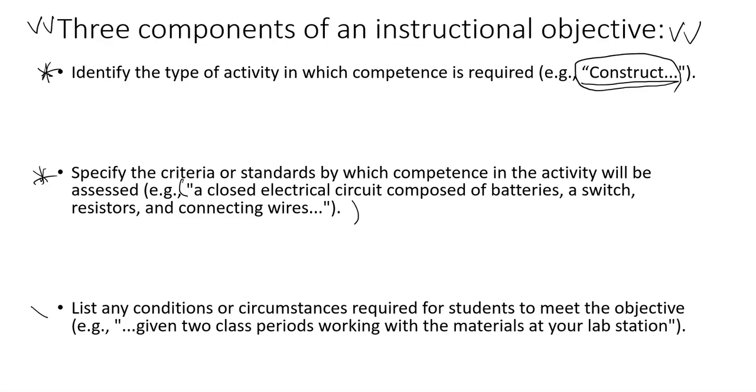So the third part is you have to list any conditions or circumstances required for students to meet the objective. Do they meet this objective without being taught? Right? That's why here you need to be specific. Given 2 class periods, working with the materials at your lab station. So you need to know, by the end, I want my students to be able to do this and this after I have given them this specific type of instruction, or after they have read a specific paragraph, or after they have maybe looked at a certain video and observed the video and written down some information from that video. So these are the 3 components of an instructional objective.